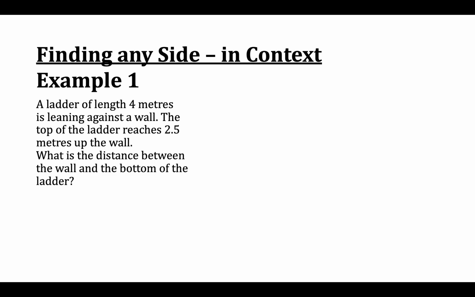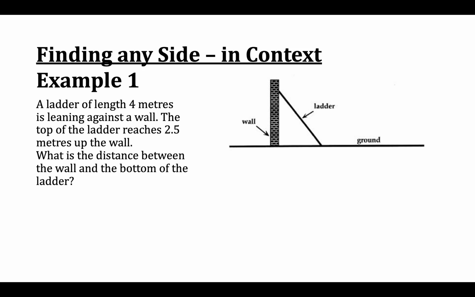Now we can see here that we don't actually have a diagram. So firstly, it's good to have in your head what's going on, almost picture what's going on, and then put a diagram down. So you can see here we've got a ladder of length 4 metres. We've got our wall, which the top of the ladder reaches 2.5 metres up the wall. And then we've got the distance between the wall and the bottom of the ladder. And I've just called that D for short.